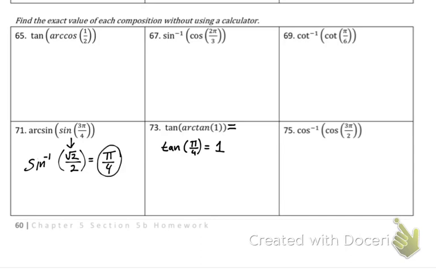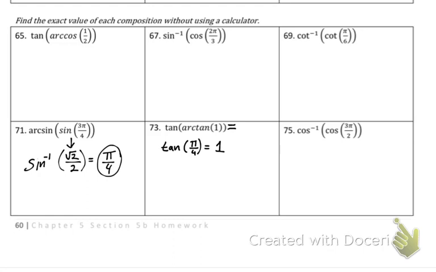And it's crucial that we look through these problems and do them step by step, because it would have been very easy to say, well, these cancel each other out, I'm left with 3 pi over 4. But somewhere in your brain you should have been like, wait a minute, this is the wrong quadrant. So you had to do it step by step. So do all these step by step.